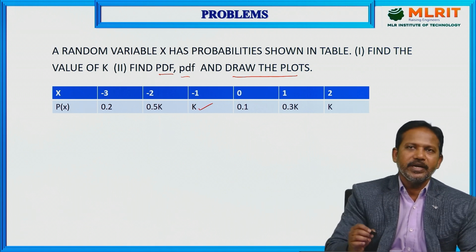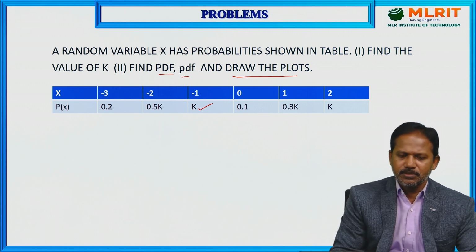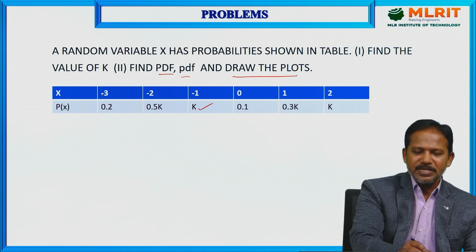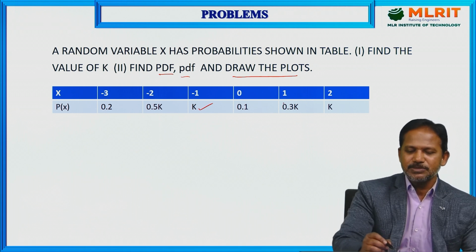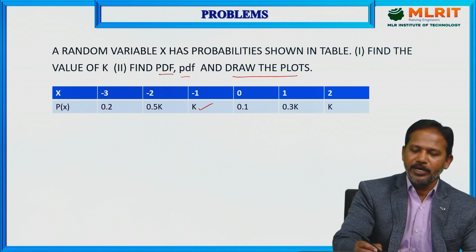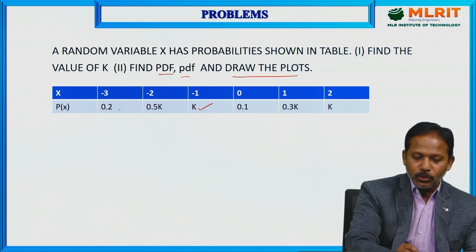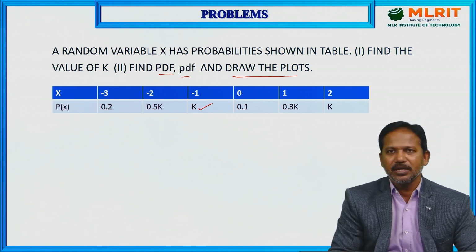To find the k value, first we should know the total probability. Simply, the probability of the sample space is always 1. My sample space contains -3, -2, -1, 0, 1, 2. These are my sample space elements, with probabilities 0.2, 0.5k, k, 0.1, 0.3k, k. So all these values must add up to 1, that is the probability of the sample space.